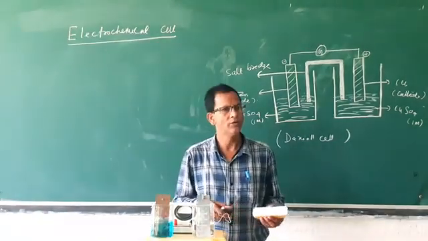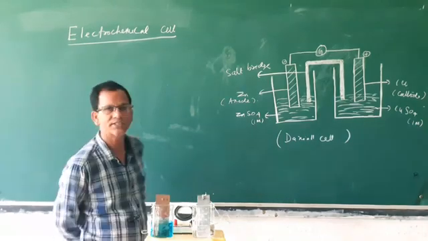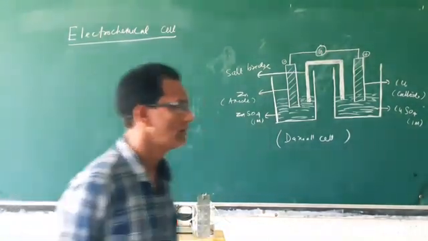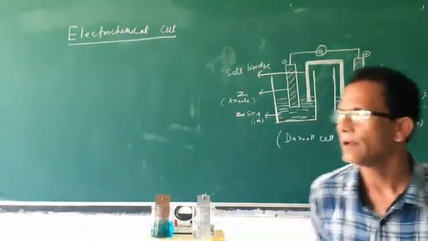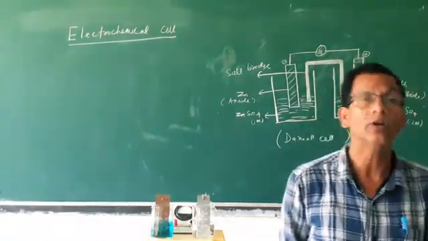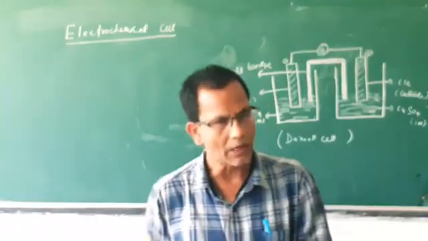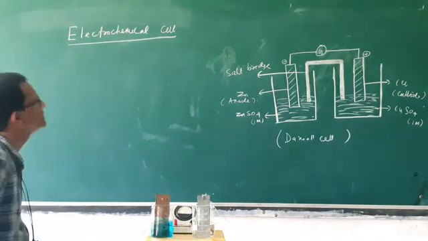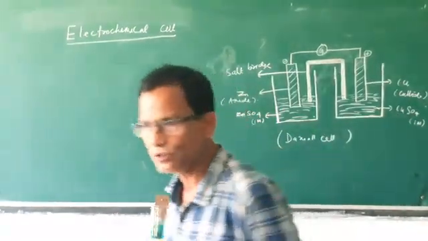Hello friends, today we will discuss a very important lesson in electrochemistry, that is the electrochemical cell. We know electrochemistry is the branch of chemistry which deals with the study of chemical energy and electrical energy, and how these two types of energy are interconvertible. How chemical energy is converted to electrical energy, and how electrical energy is converted to chemical energy. This is the main principle of this chapter.